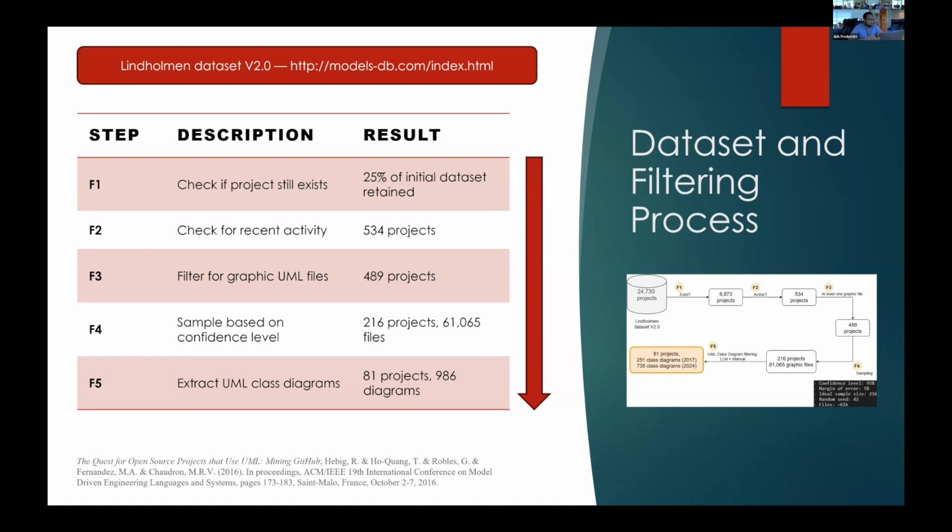So we looked into whether or not the projects were still active. Was there any kind of activity done in the recent year? That was one of the criteria, and we sampled based on that. So from the 489, we looked into 216 projects, and that's when we gathered the final sample of close to 1,000 diagrams.